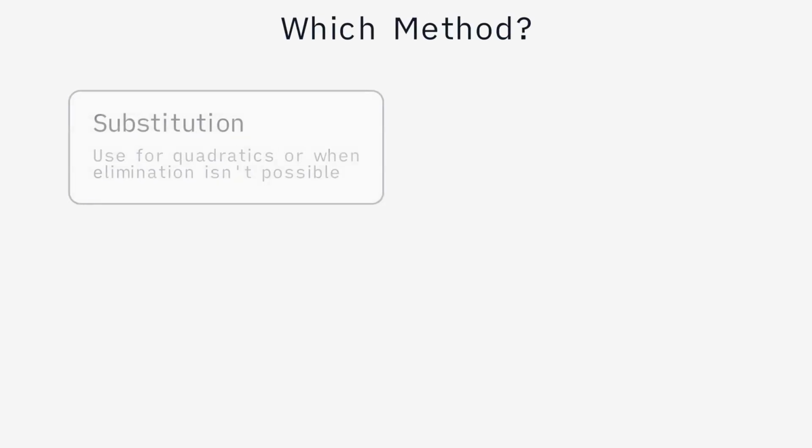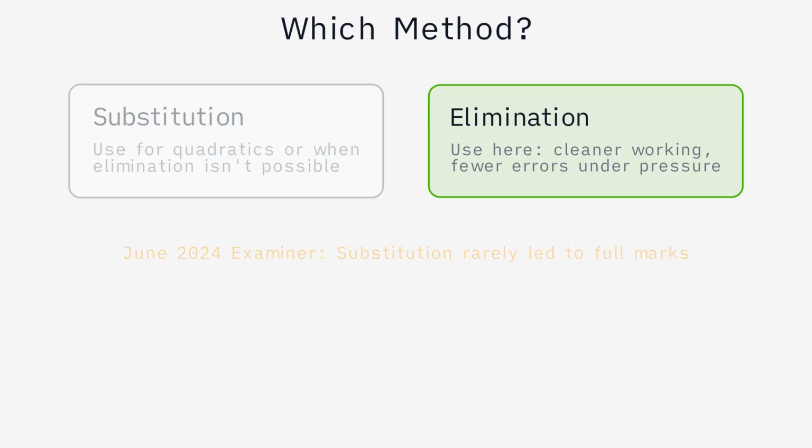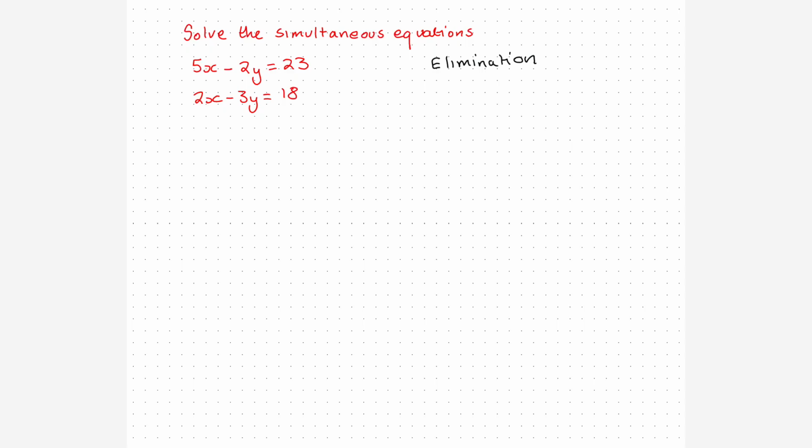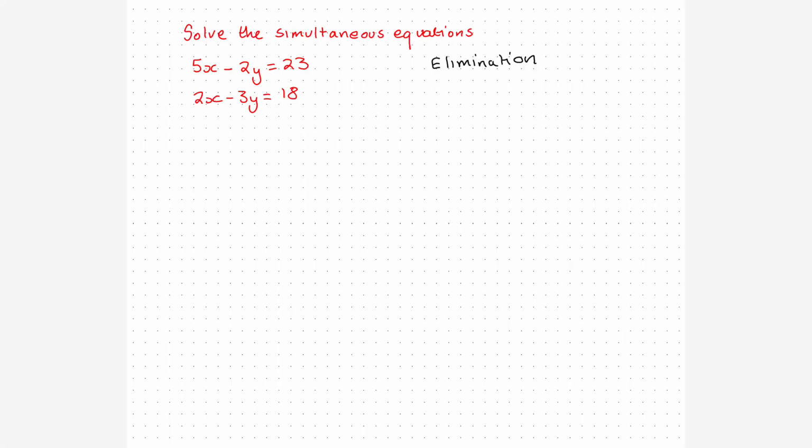The most popular model answer for this question uses the exact method that the examiner says rarely leads to full marks. Two methods you could choose: substitution or elimination. Both are needed. Substitution I would only use when I can't use elimination, so that would be for quadratics and possibly for some linear equations.